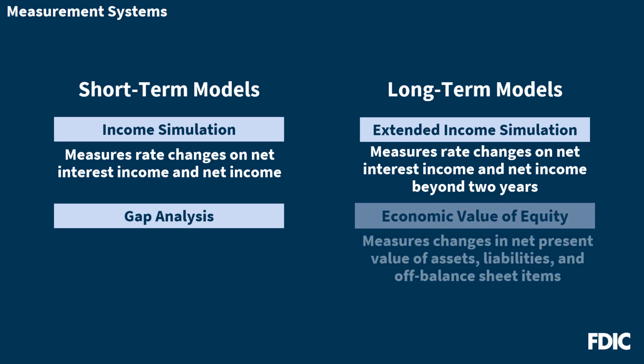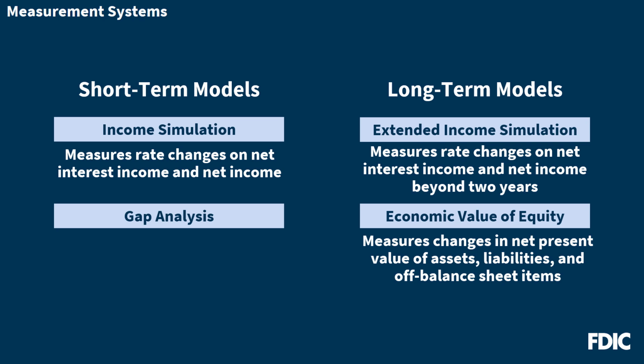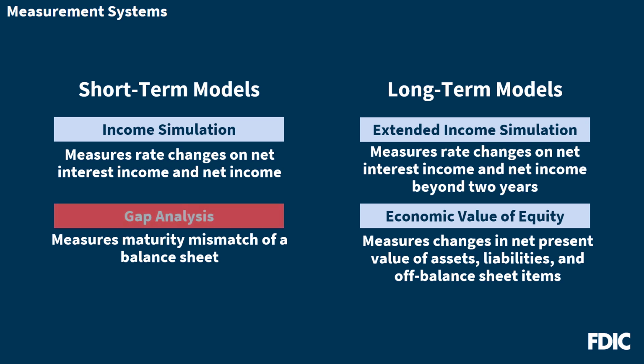Economic value of equity, or EVE models, also provide a long-term view of interest rate risk by measuring the change in net present value of the assets, liabilities, and off-balance sheet items in different interest rate scenarios. GAAP models measure the maturity mismatch of a bank's balance sheet. However, effective banks do not typically use a GAAP model as the primary analytical tool for assessing interest rate risk.